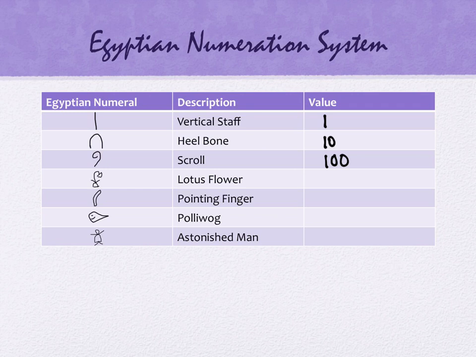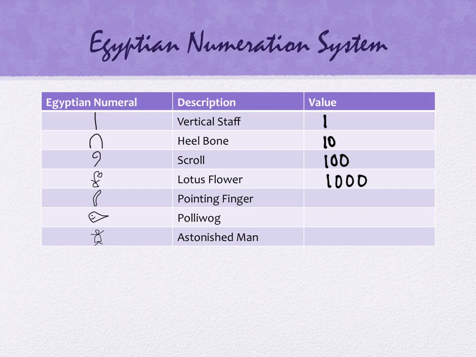The fourth one is called a lotus flower. I don't draw very well, so I promise you that I'm not going to be super critical of your drawings. Just do your best. Make sure that we can distinguish the lotus flower from the heel bone. We should be able to do that, right? So this is a lotus flower. The lotus flower is worth 1,000.